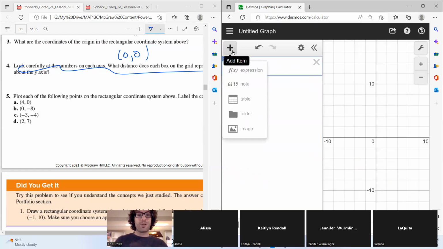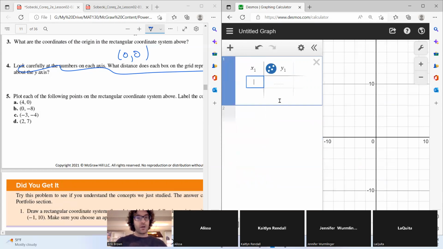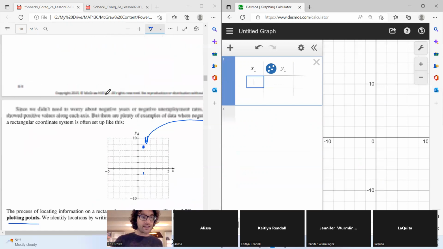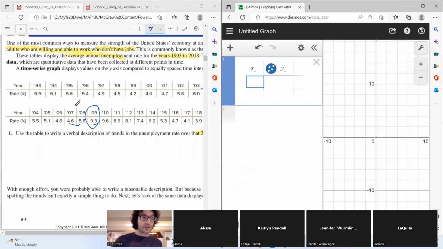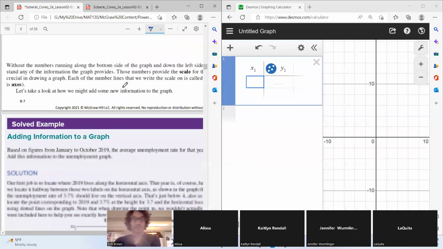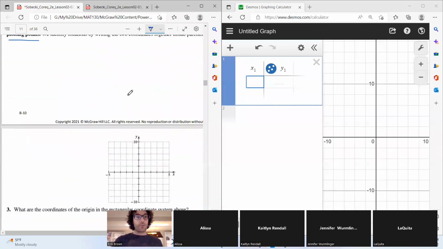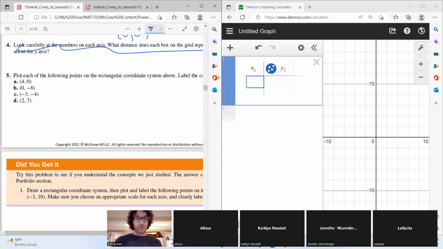I'm going to click the plus sign in that top left corner, and I'm going to click table. Notice it says X1, Y1. So this is another way to represent ordered pairs. It's the same thing that we have here for this table, right? The year was the X, the rate as a percentage was the Y. So Desmos has the same option, and I'm going to plot these 4 points in here.